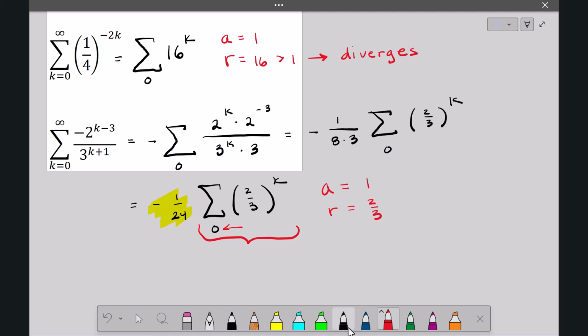This tells us that the sum of the series is going to be A divided by 1 minus R. So that is going to be 1 divided by 1/3, which is 3. So now our total sum is going to be -1/24 multiplied by 3, which will be negative 1/8.